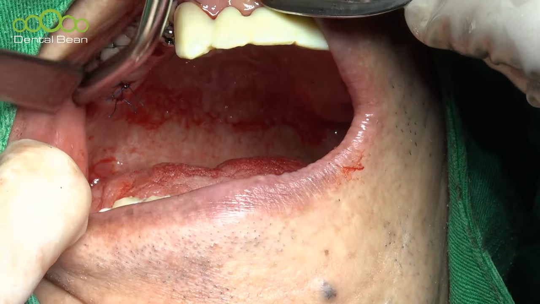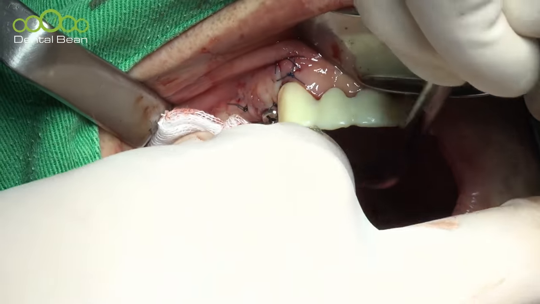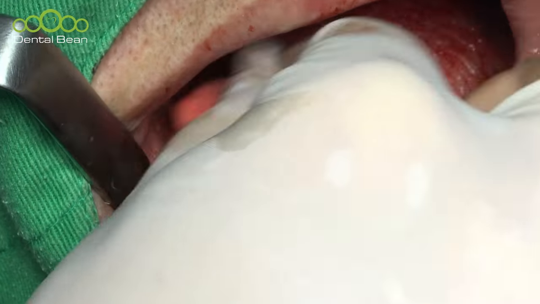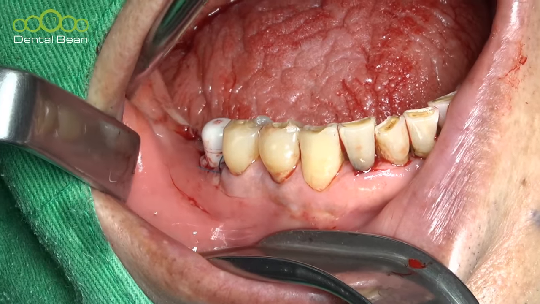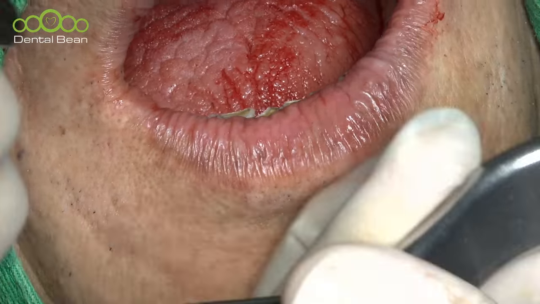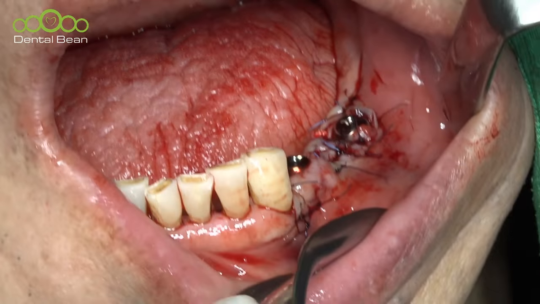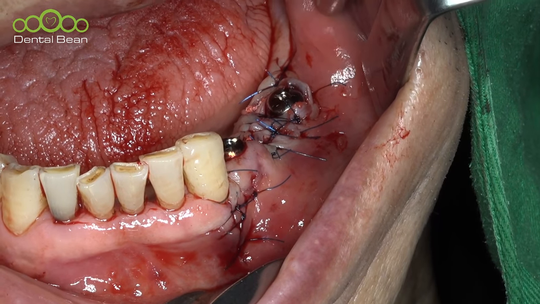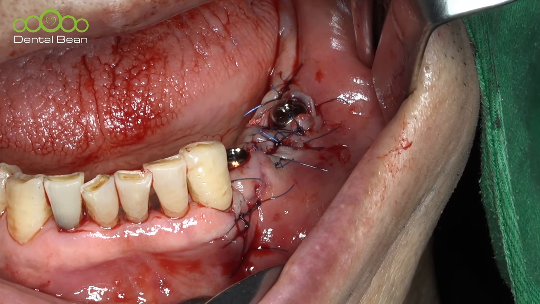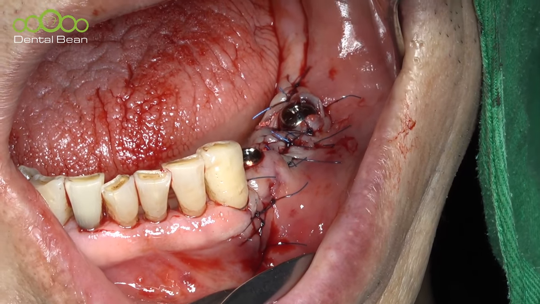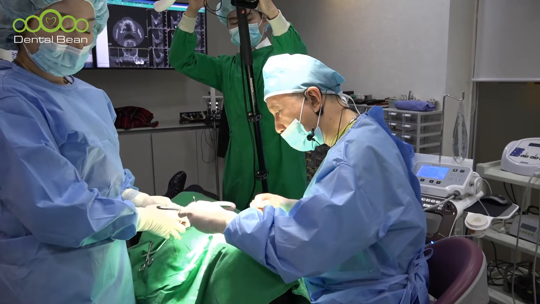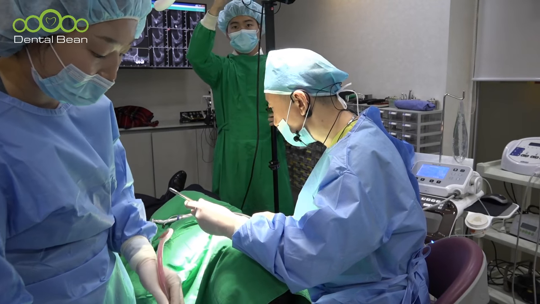Okay, it's very clean, upper right side, and then lower right side. Lower left side. Okay, thank you, everyone. Okay, after cone beam CT and panoramic view, we discuss one more time.